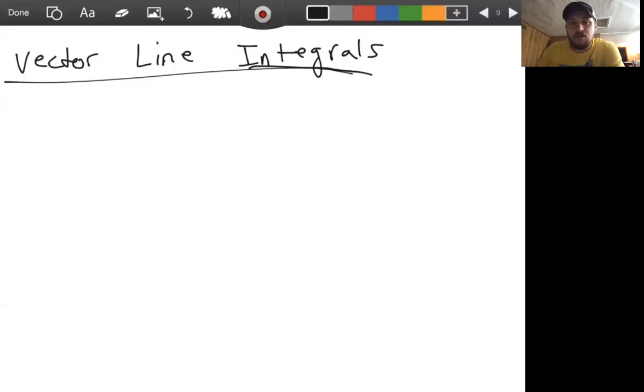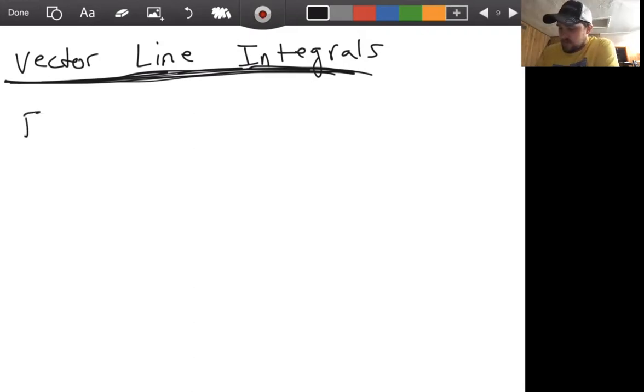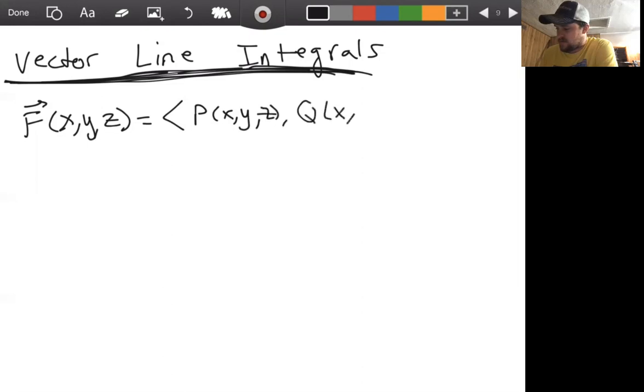Let's now go through an analogous construction to set up the vector line integral. And so we can understand what integration of a vector field looks like and what integrating this vector field over a curve is doing. So first, let's get some vector field in mind. Say F of x, y, z is P of x, y, z, Q of x, y, z, and R of x, y, z here, right?